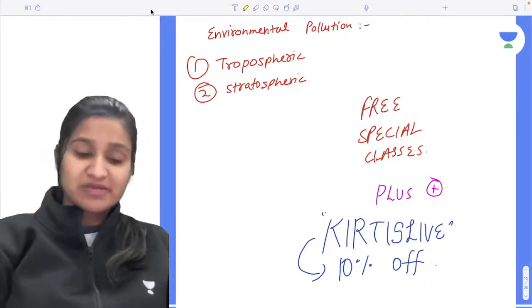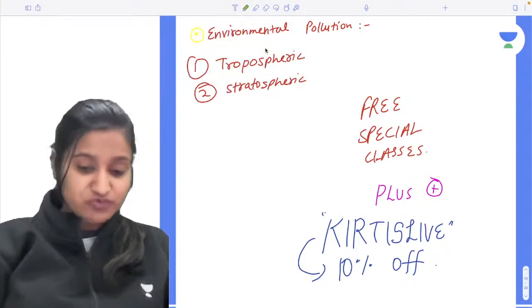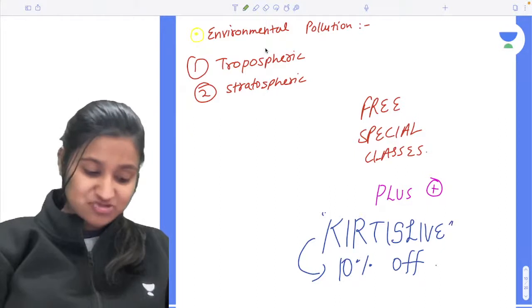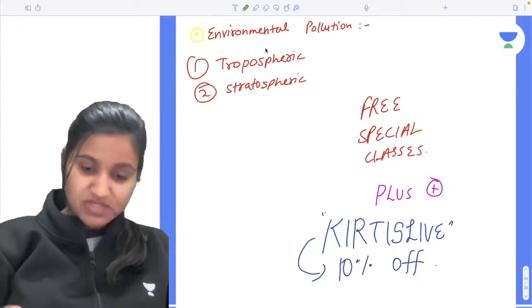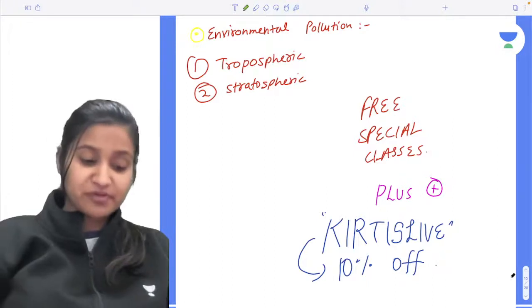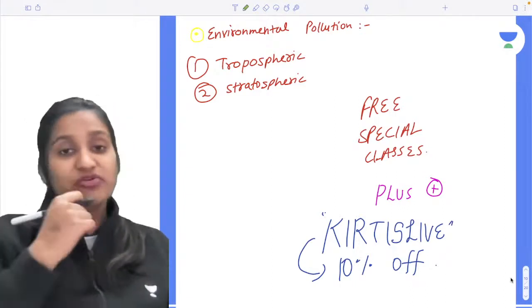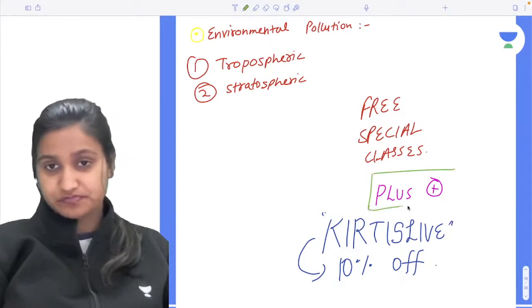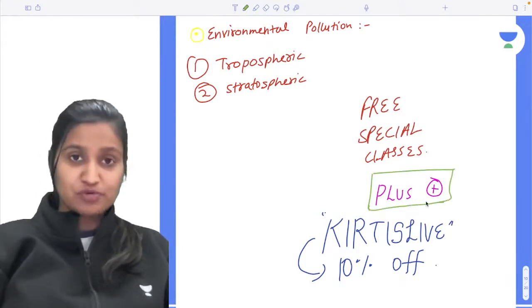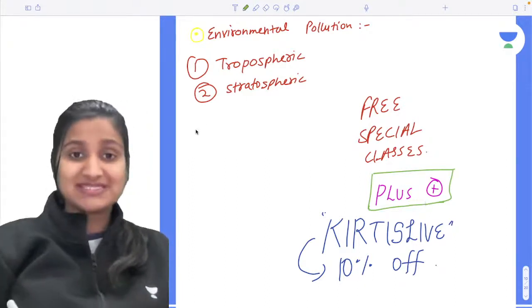Okay, so back to environmental pollution. This environmental pollution is of 2 types, tropospheric and stratospheric. Tropospheric pollution occurs in the troposphere, and stratospheric pollution occurs in the stratosphere. We will discuss the rest of the details in the plus class, about stratospheric and tropospheric pollution.